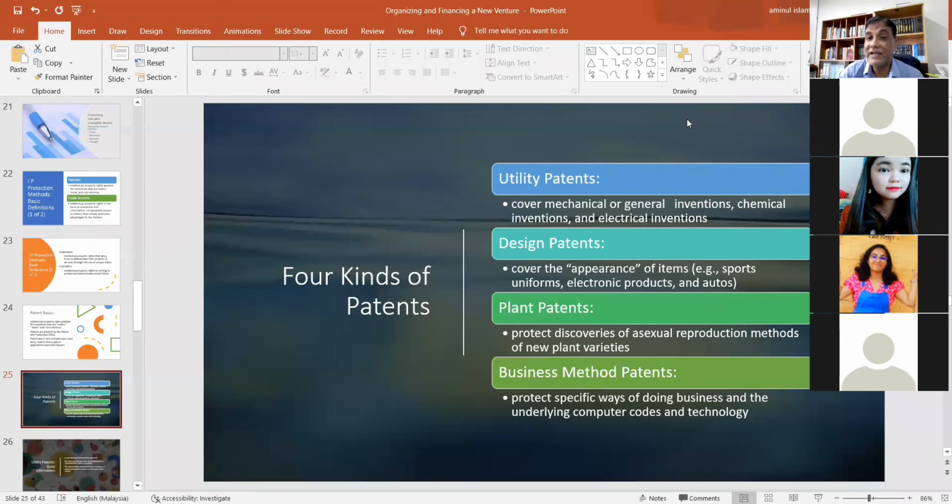So if you have this kind of business method, those who started at the beginning become millionaires, right? The person who came out with the Google idea is a billionaire. The person who came out with Yahoo is a billionaire. The person who came out with the idea of Facebook is a billionaire. So when you have something special and new, it can also be patented, and should be patented, right?